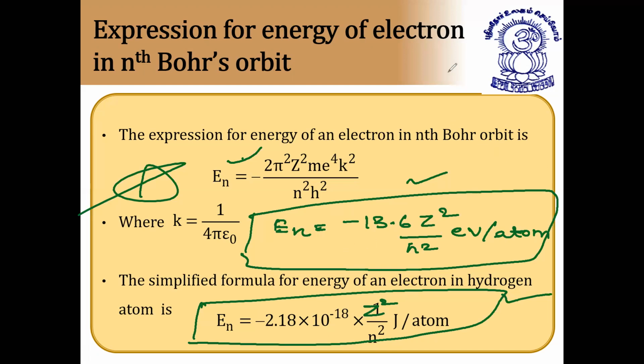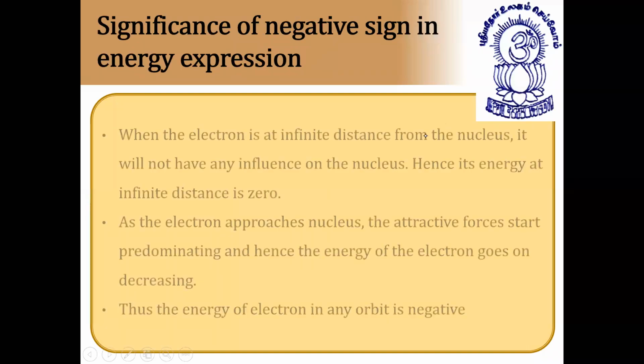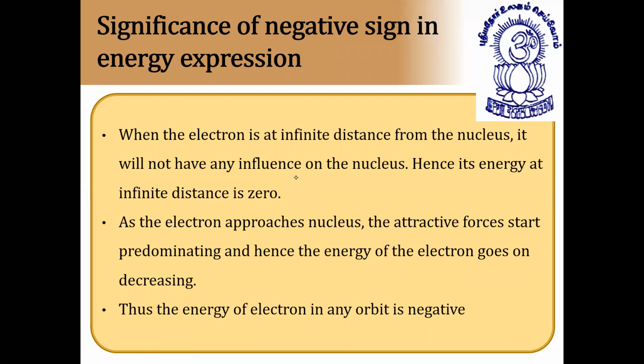Next, significance of negative sign in energy expression. Why are we using the negative sign? Very, very important. When the electron is at infinite distance from the nucleus, it will not have any influence from the nucleus. Hence, its energy at infinite distance is 0. As the electron approaches the nucleus, the attractive forces start predominating, and hence the energy of the electron goes on decreasing. Thus, the energy of electron in any orbit is negative. This is the significance of why we are using the negative sign.